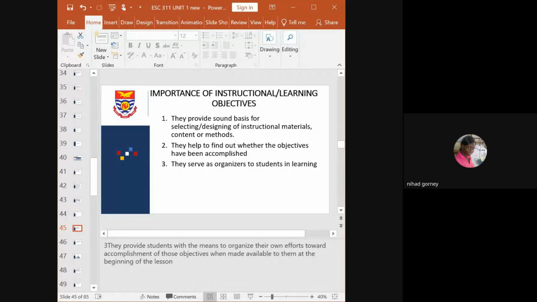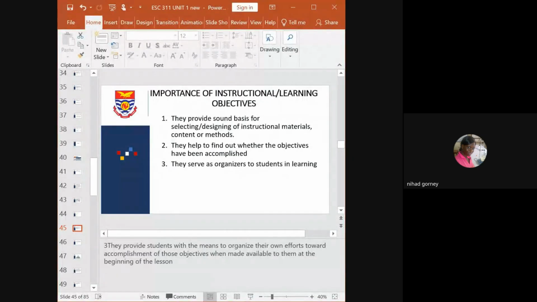It also helps to find out whether we can actually accomplish those objectives, and they serve us as organizers to students in learning. What we mean by they serve as organizers to students is that they provide students with how they should organize their own efforts towards helping you, the teacher, to achieve those objectives. And that is why we are always told that when you teach in class, during your introduction, you must always tell your students the objectives of that lesson so that they will tune their minds to also achieving that lesson at the end of the day.